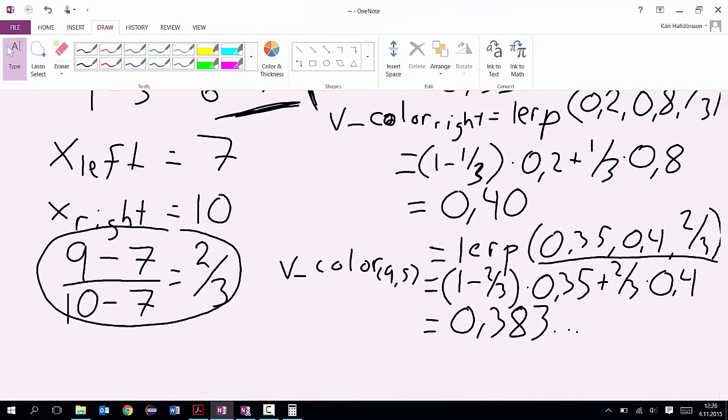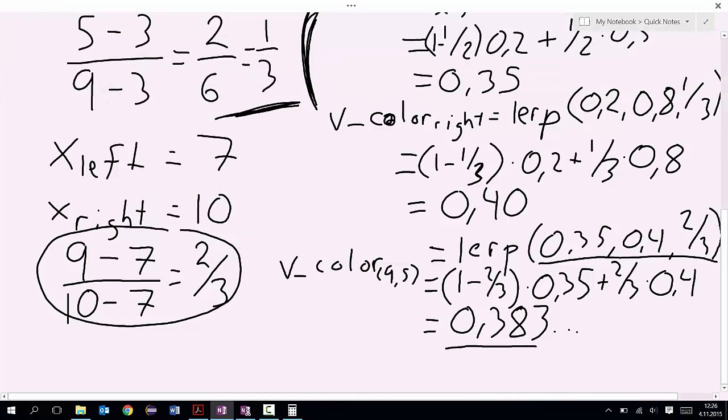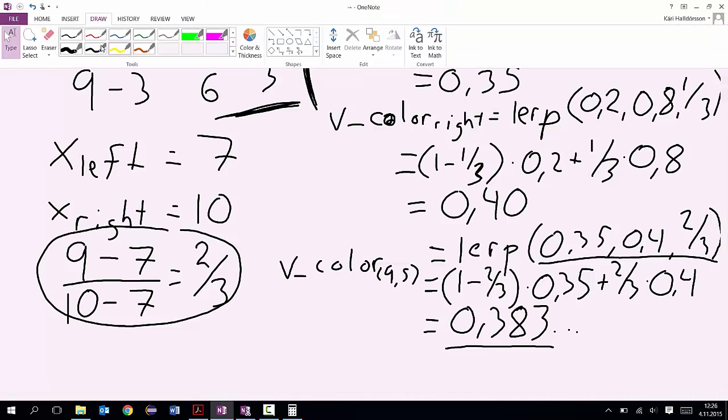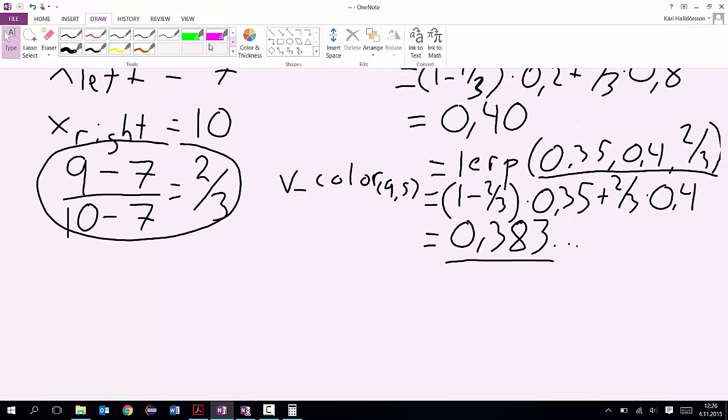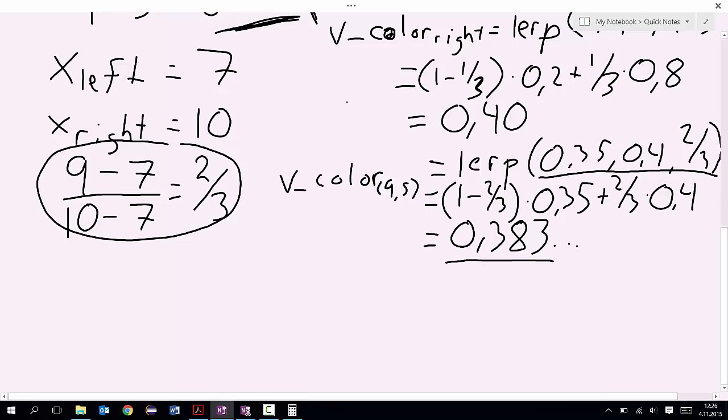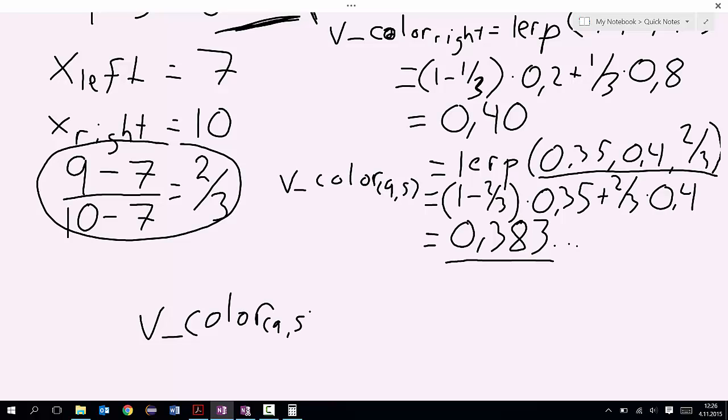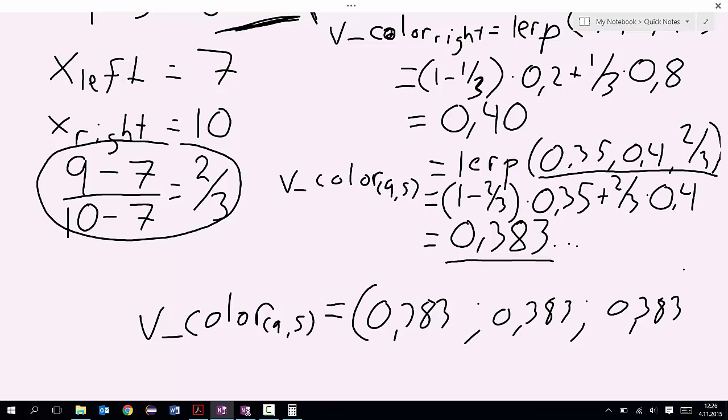Actually, that's a good enough approximation, but what we're interested in is an actual answer to the question. So always make sure you read the question and then answer accordingly. So this is just one of the factors. We should say the color for the pixel 9,5 equals 0.383, 0.383, 0.383. So that's full color red, green, blue.